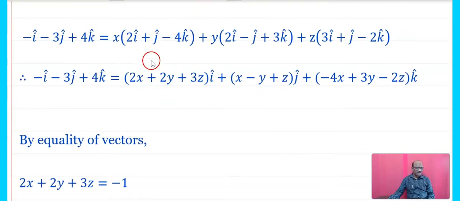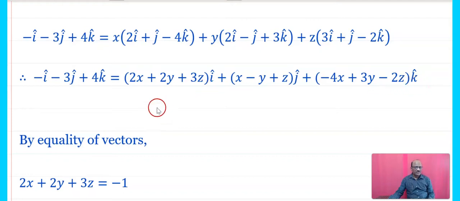And if we take the coefficient of I cap, J cap and K cap, then in bracket you will get about the I, here 2x, here 2y and 3z, bracket complete I cap. What about the J cap? That is x minus y plus z, bracket complete J cap. What about the K cap? Minus 4x plus 3y and minus 2z, bracket complete K cap.